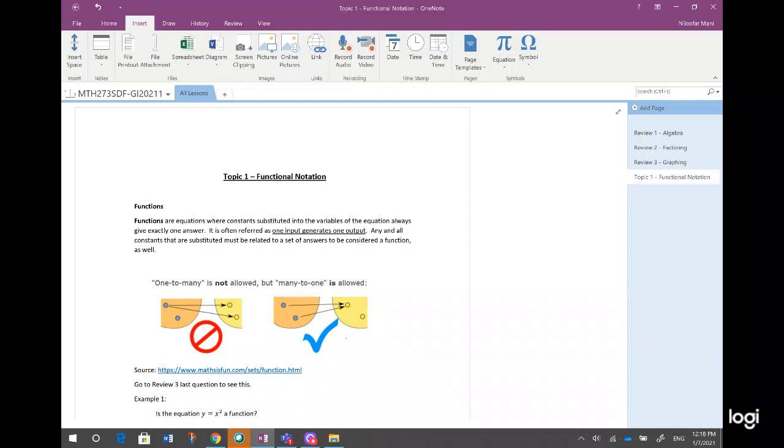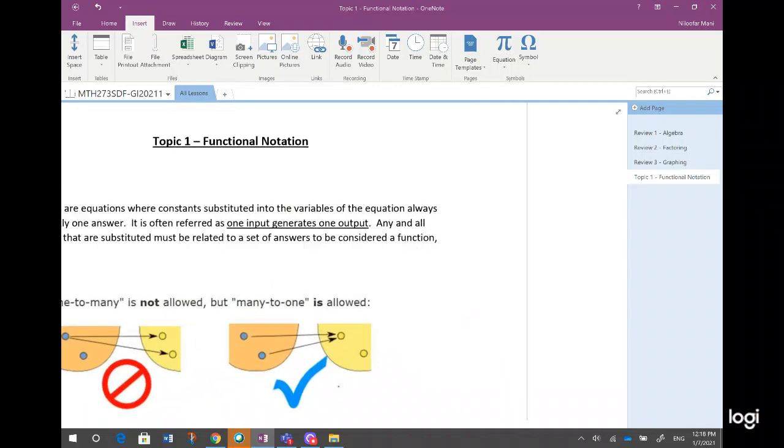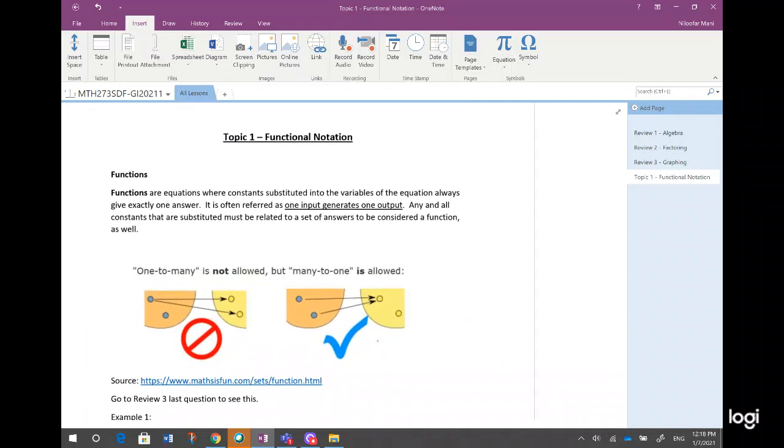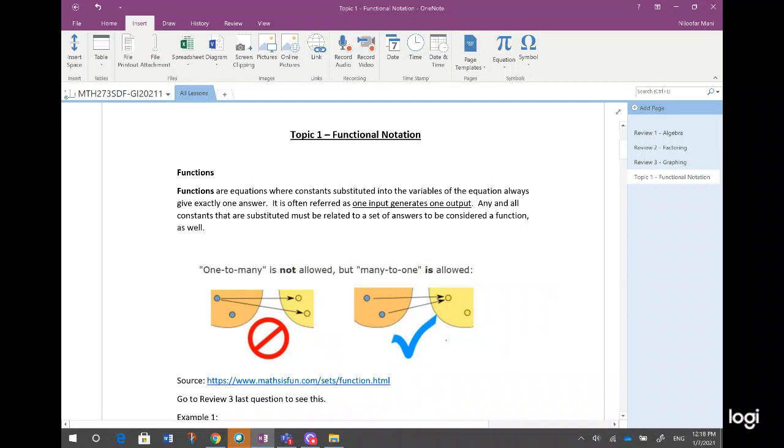Hi everyone, I start with topic number one. Topic number one is functional notation. So before functional notation, I want to just talk about function.